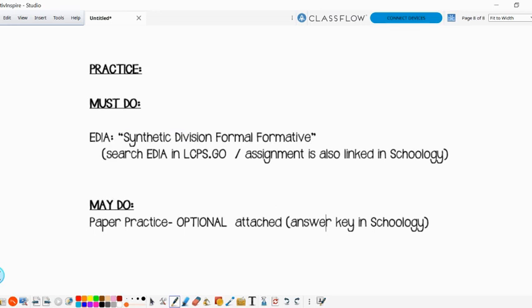Now that you've completed the notes, you need to practice on your own. So you have a must do. You must do the EDIA assignment. It's called Synthetic Division Formal Formative. You can go to LCPS Go and search EDIA, or go to our Schoology folder, Unit 4, Day 4, and find the link. There's also paper practice attached to your notes. That's optional. There's an answer key in Schoology if you feel like you need more practice or you want to see some more examples, but you do need to go do the EDIA.